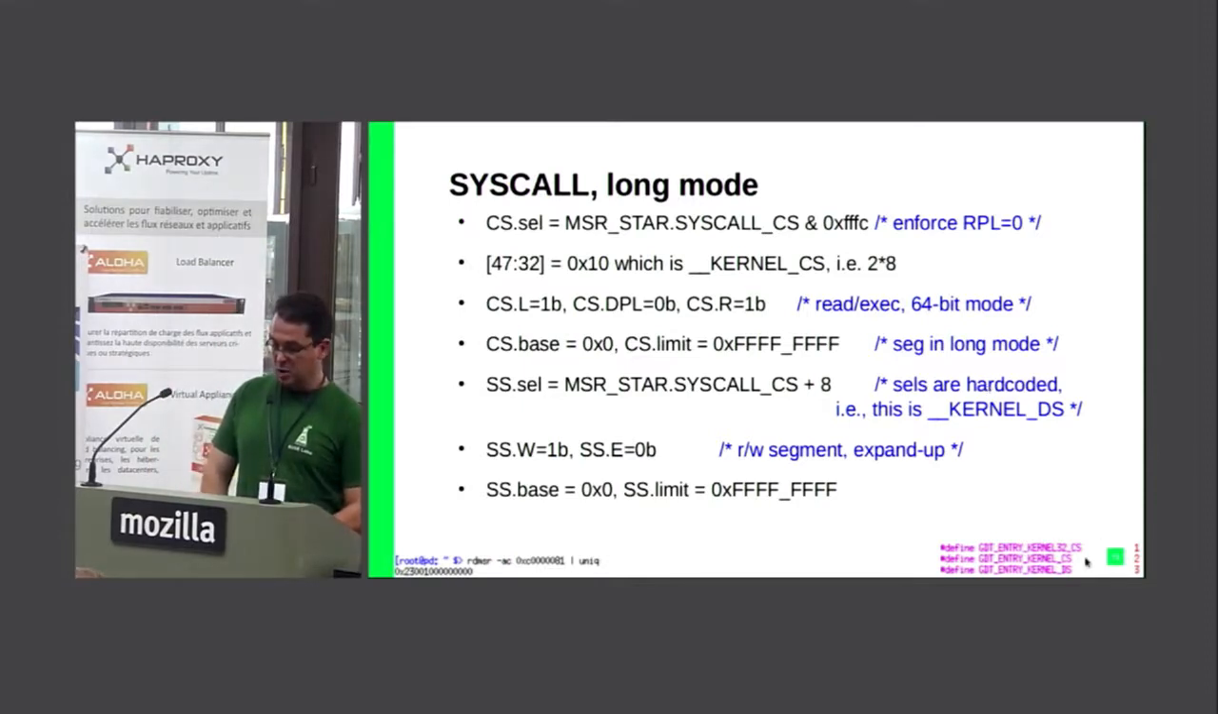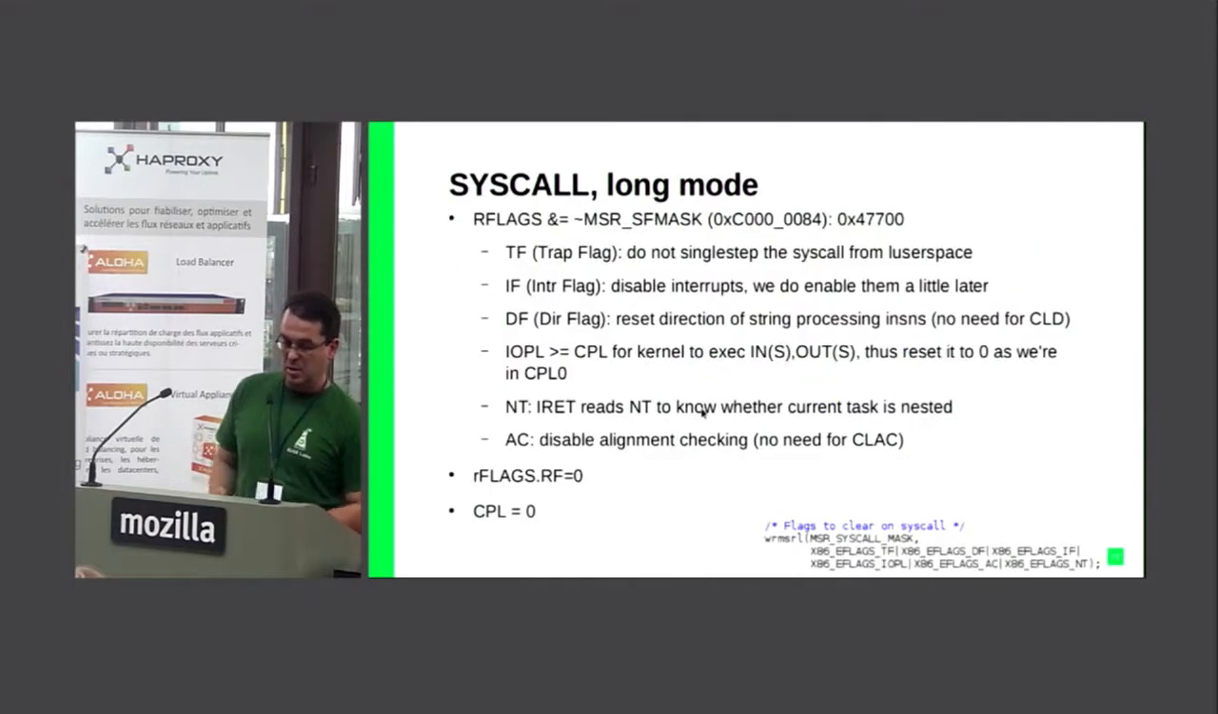That's why, for example, kernel CS is the second segment, and kernel DS, which is the stack segment, is the next one. And these are the flags we clear when we execute syscall: the trap flag, so that you don't single step the syscall from user space. We disable interrupts. We reset the direction flag.